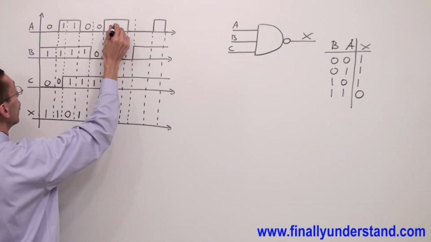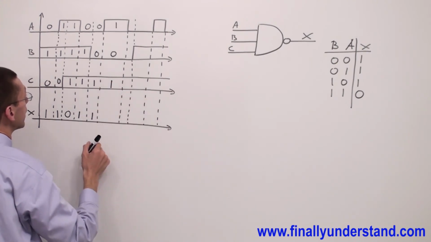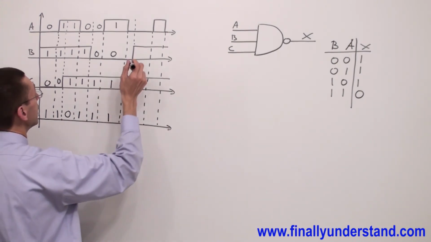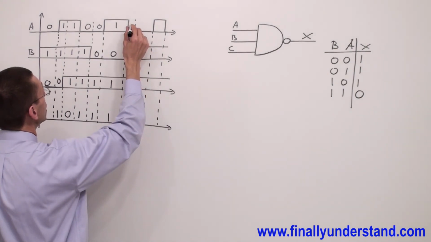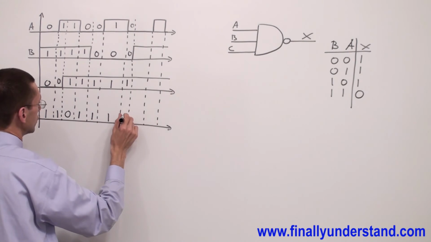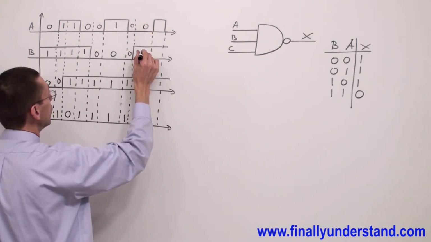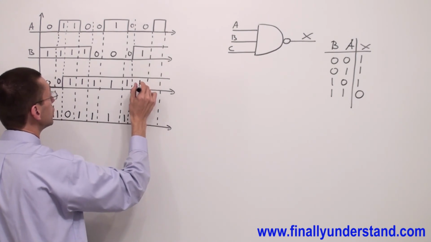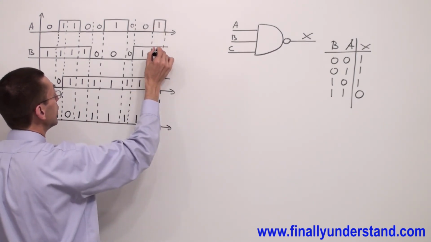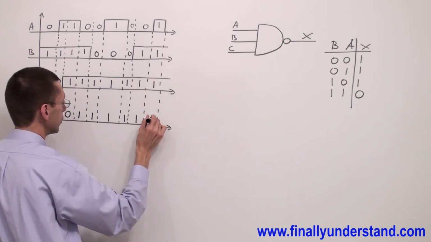Next, I have 1, 0, 1. And this is going to give me 1. And I have 0, 0, 1. This is 1. I have 0, 1, 1. This is going to give me 1. And I have 1, 1, 1 is going to give me 0.